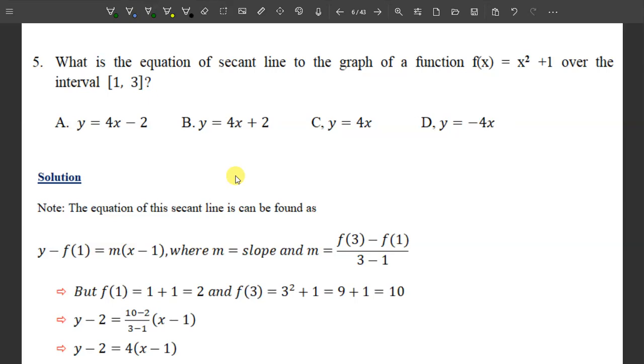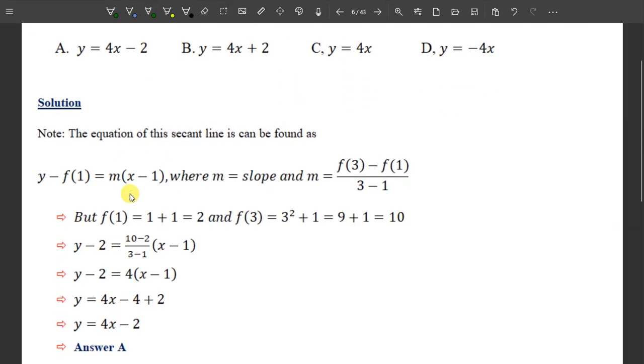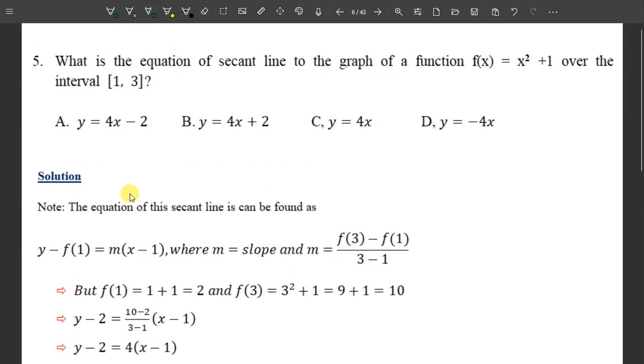In our previous video, we have seen two kinds of line. One is a tangent line and the other is a secant line. A tangent line is a line that touches the graph of a given function at exactly 1 point, whereas a secant line is a line which intersects the graph at 2 points or even more. Now let us find a secant line which is passing through the graph of this function in the interval from 1 up to 3. Here we know that the equation of a line can be obtained as follows.